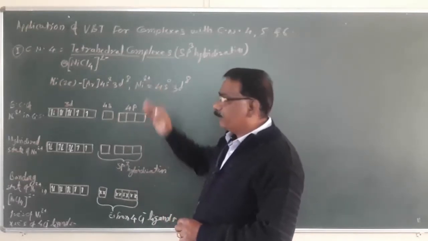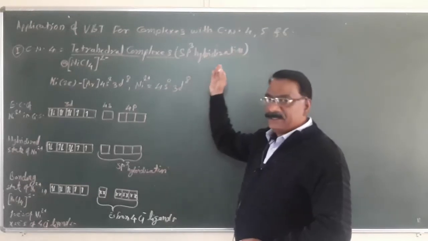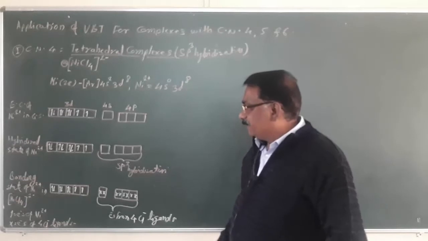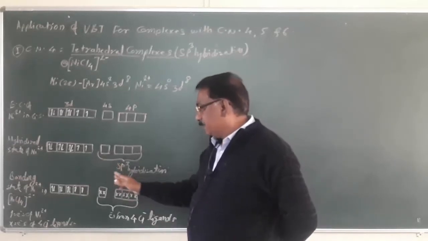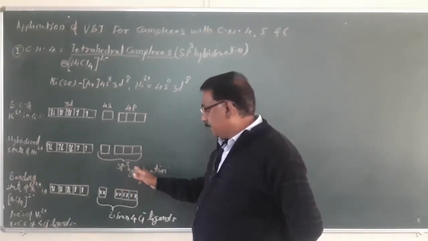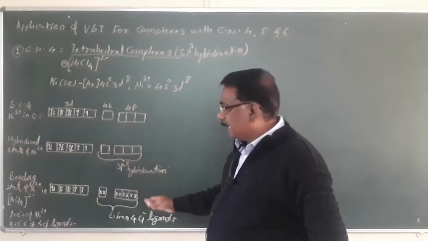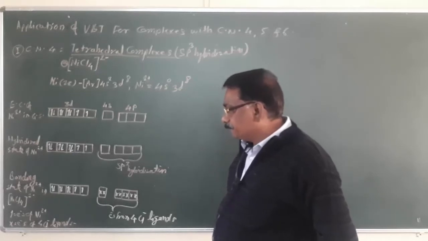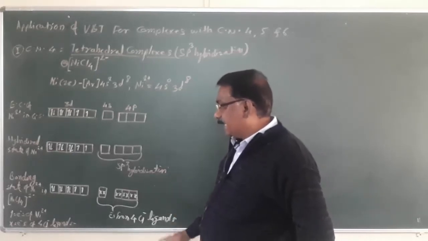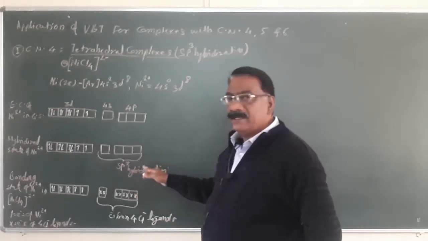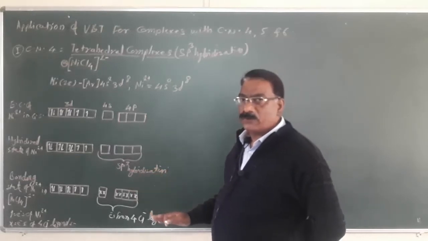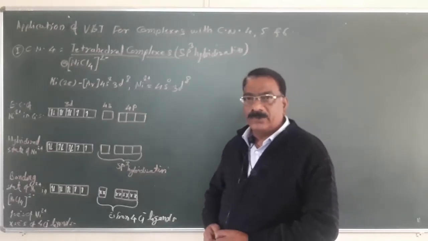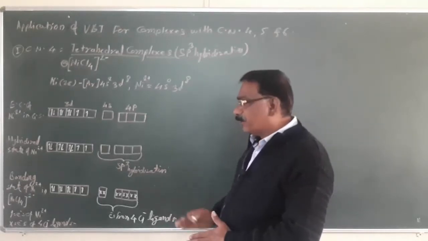This tetrahedral complex undergoes sp3 hybridization. In the sp3 hybridization, this 4s orbital and 4p orbitals undergo sp3 hybridization and we have the hybridized state of Ni2 plus. Then, when there is bonding, these 4 empty sp3 hybrid orbitals of nickel overlap with filled orbitals of chlorine and thus there is the bonding state.